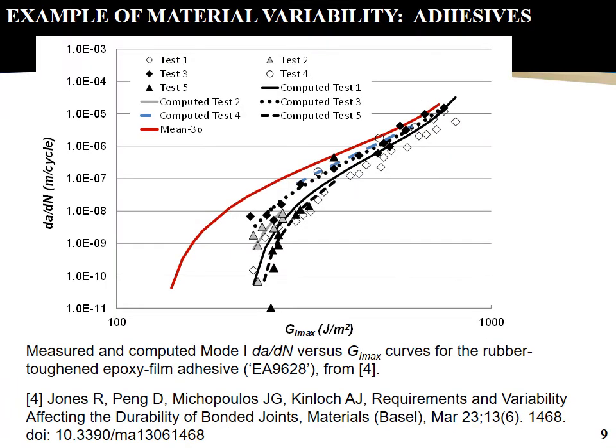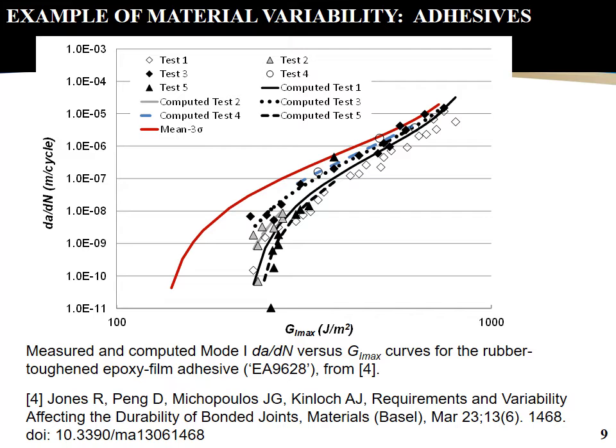The next example that we will discuss is the variability in crack growth in a rubber toughened epoxy film adhesive, namely EA9628. Again, we see that each one of the curves is captured very well by the Hartman-Shivey equation.